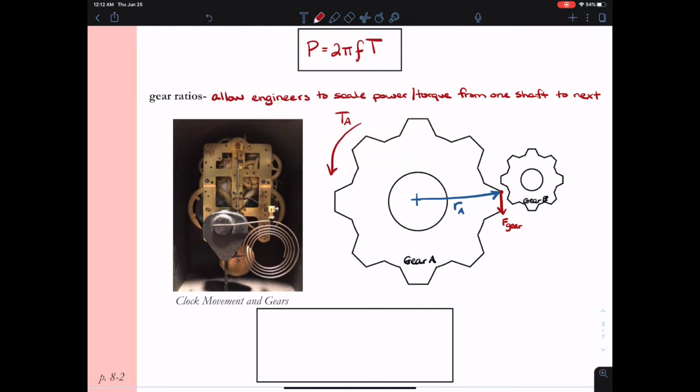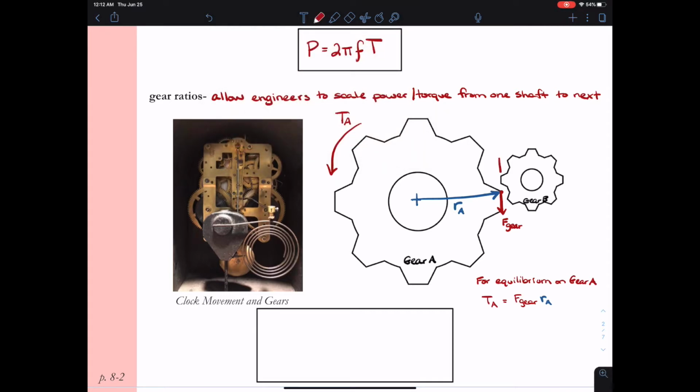All right, if I want to equate the torque to this force at the gear tooth, we know that torque is a force times a distance. So this force at the tip of the gear tooth times the radius of the gear will have to equal the applied torque. So F gear times the radius of A is going to equal the torque at A. All right, so that's what's happening on gear A.